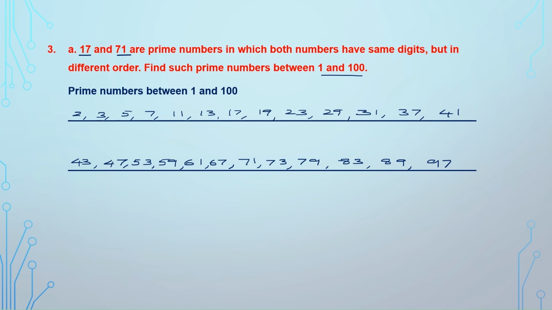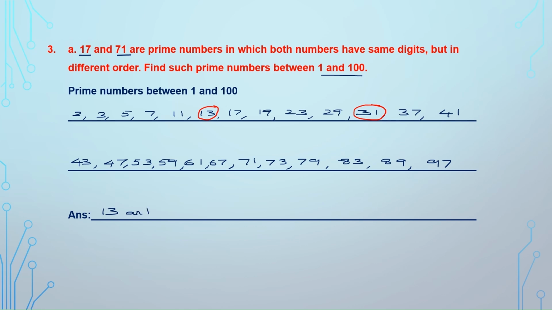Can you see that? So we have 13 and 31. Let's write that also down. So we have 13 and 31. That is one set of numbers, 13 and 31. Do we have some more like that? Let's go ahead and see.